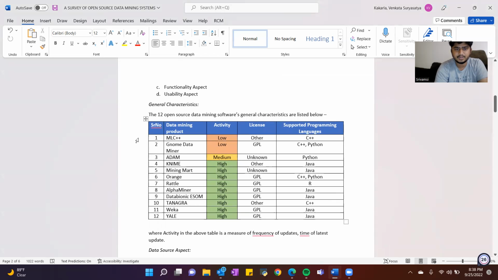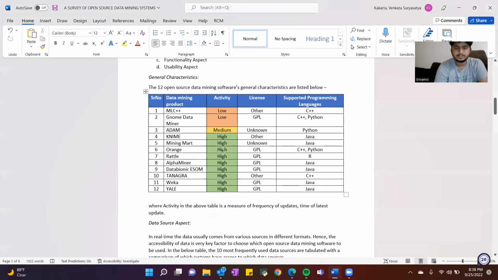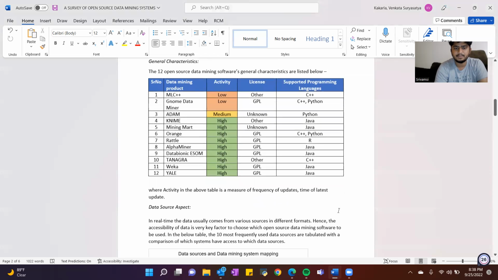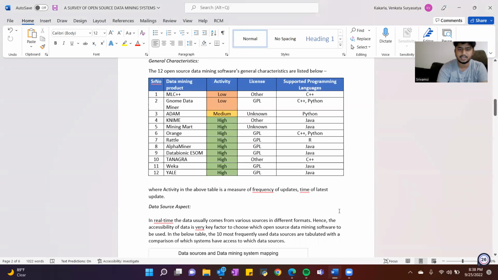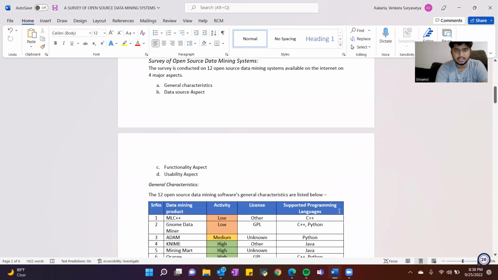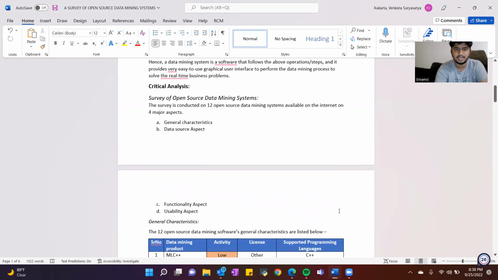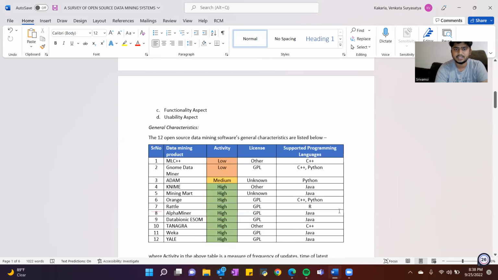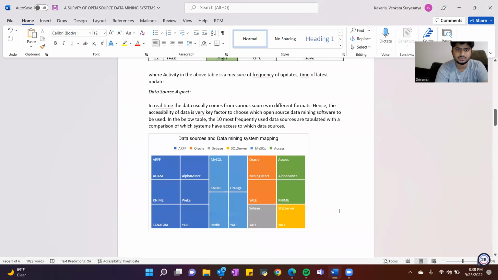For better understanding, I have created this table where the author took all the 12 open source data mining software. Coming to the table, the activity in the above table is measured by frequency of updates and time of latest updates as well. The second major aspect is the data source aspect.